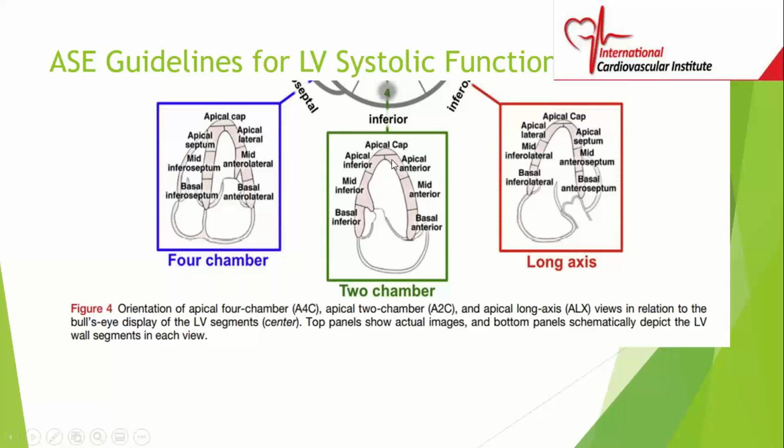And then we have the two-chamber view. So your basal anterior, mid anterior, apical cap. This is the 17 segment model where we have the apical cap. So try to learn your segments, it's important.